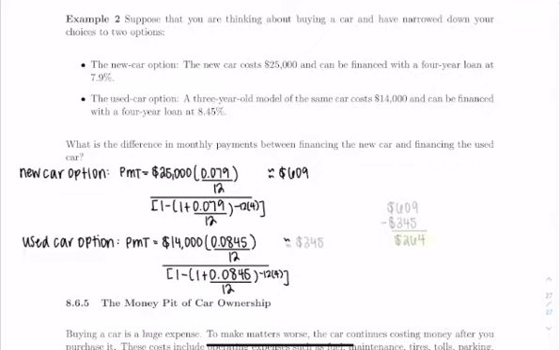And so plugging that into our calculator, this ends up being about $345 a month. So the difference in payment is $609 minus $345, which gives me a difference of $264 a month.